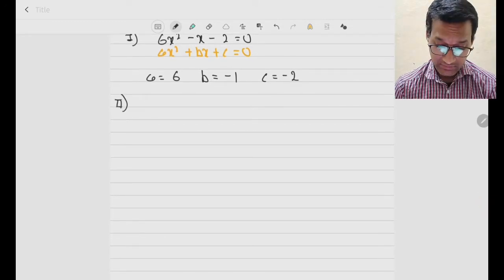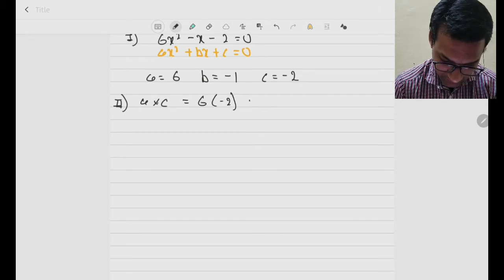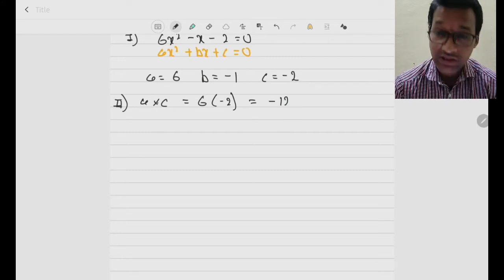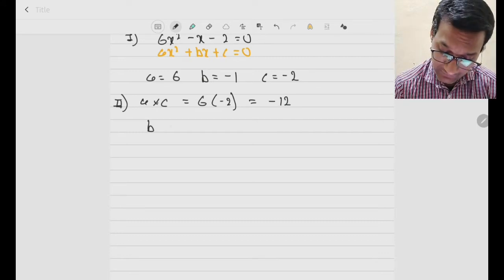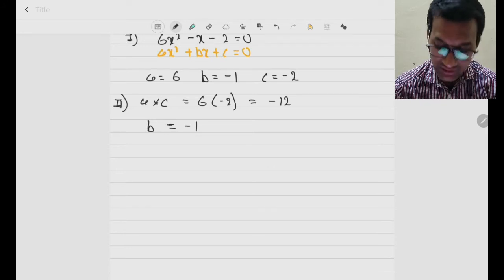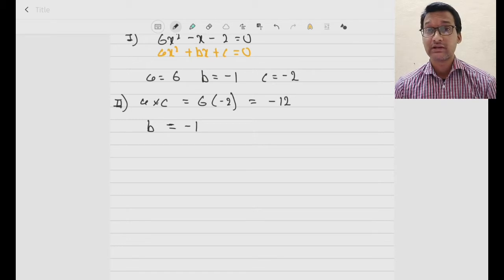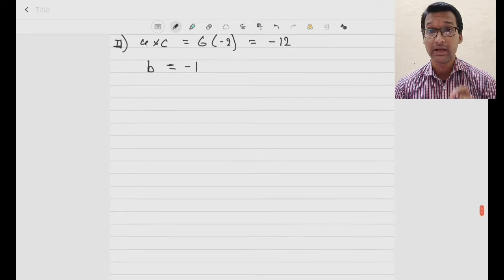Now what is the next step? We have to multiply a into c, which is 6 into minus 2. Sign is also important here. We'll get minus 12 and b is equal to minus 1. Here also sign is important. Now it is minus 12, so the factors should subtract and give us what? B. What is b? Minus 1.